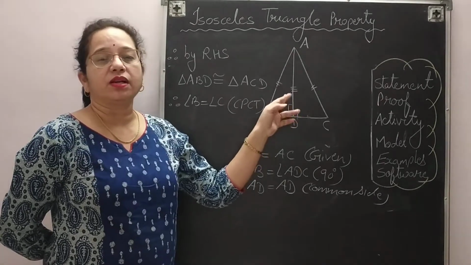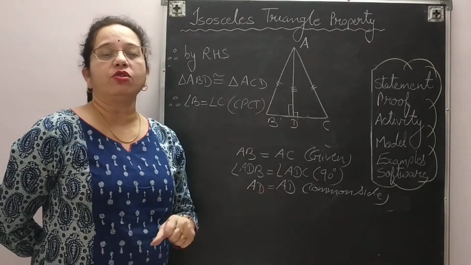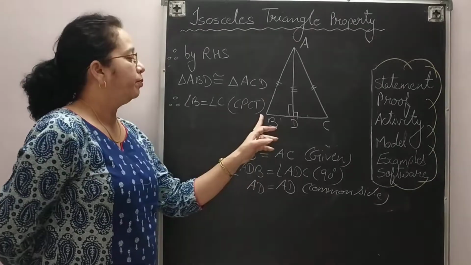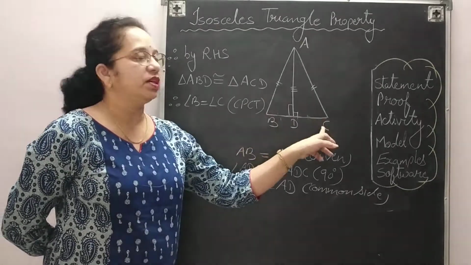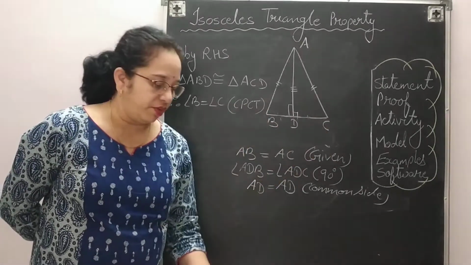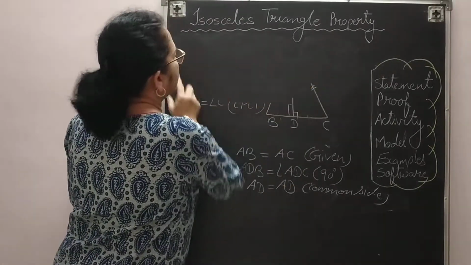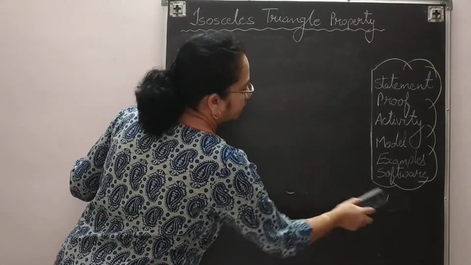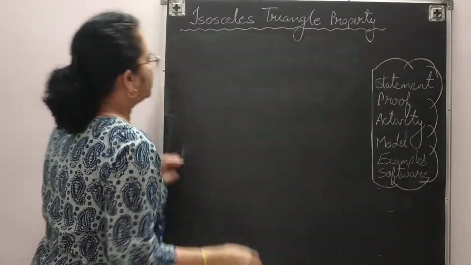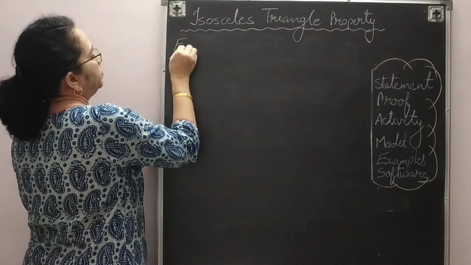Since two triangles are congruent, therefore the remaining congruent parts will also be equal. So we can say that angle B is equal to angle C. This only we were supposed to prove. Now we will go for some examples. So the examples are now.